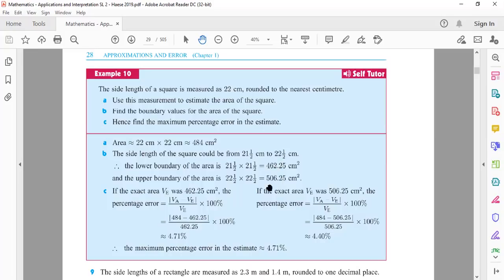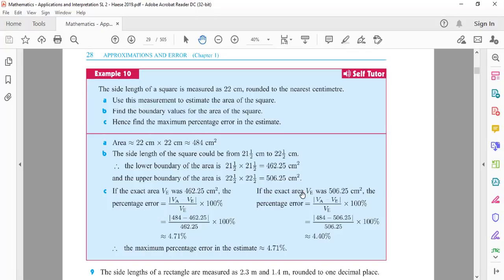So you got the upper boundary and lower boundary. Okay. So zero point 0.5 down and 0.5 up. So in C part, find the maximum percentage error in this estimate. So for maximum percentage error, you take approximate minus exact. So how do you assume the exact area? The lower boundary is exact. They are taking it for low.